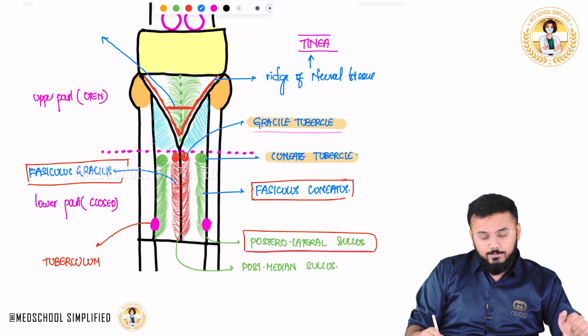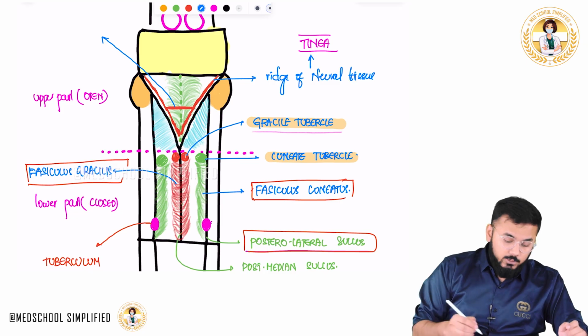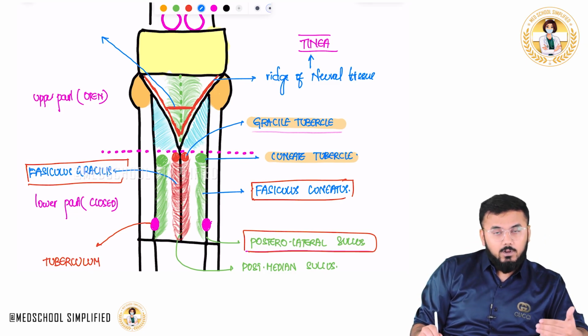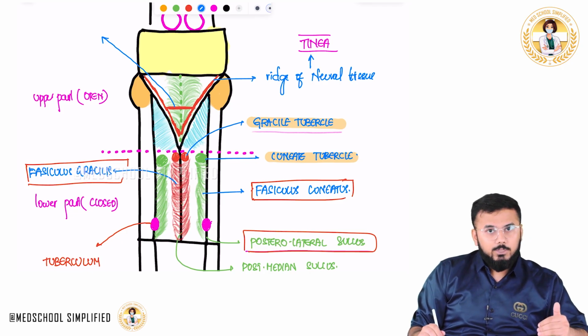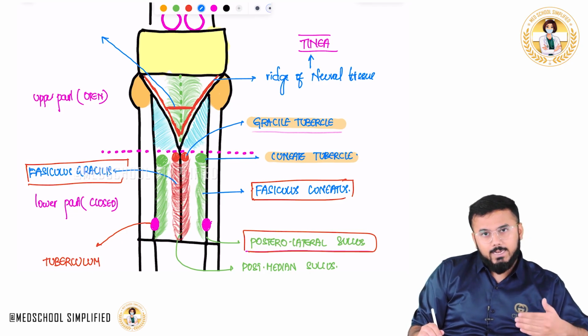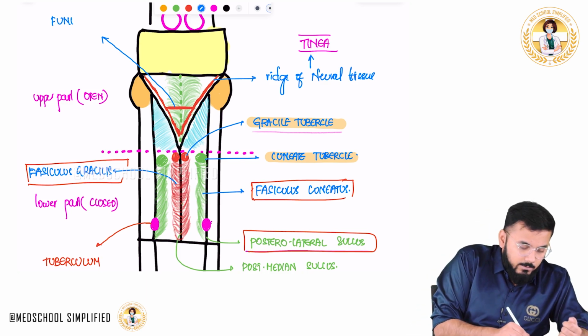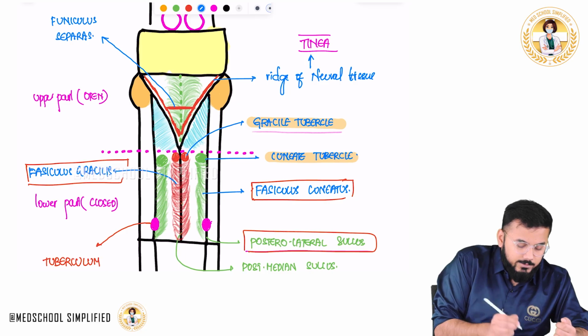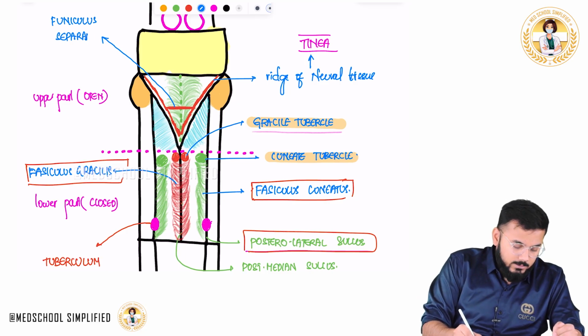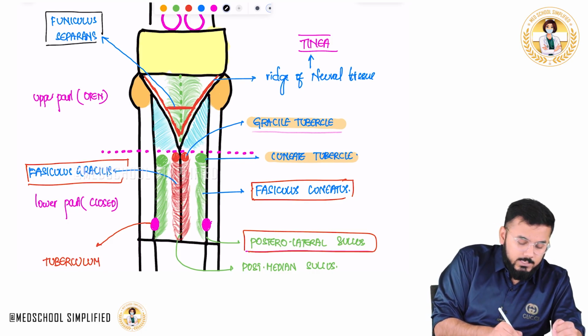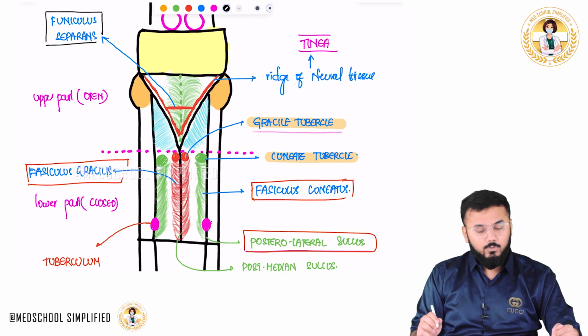Now if I ask you, this funiculus separans is separating what? You see, this entire canal is called the central canal. So it is dividing the central canal into an upper part and a lower part. Yes or no? A broad upper part and a triangular lower part. So this division is done by funiculus separans, which separates the upper part from the lower part.